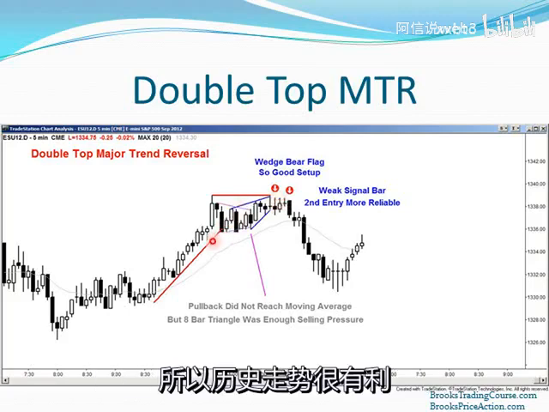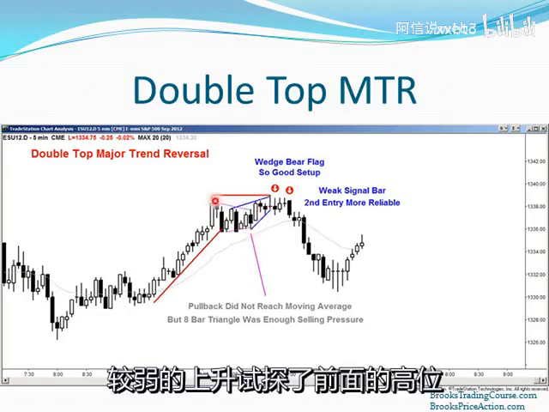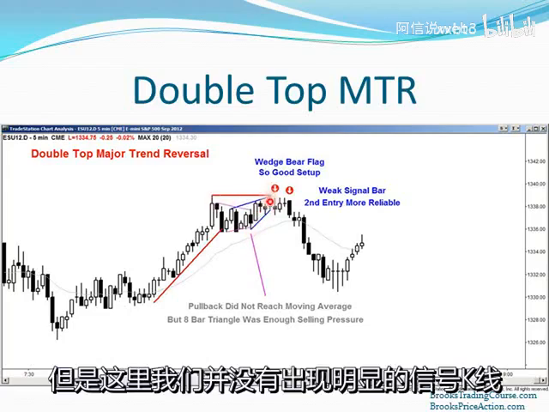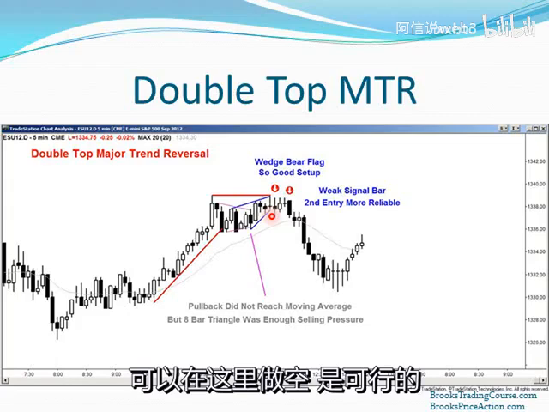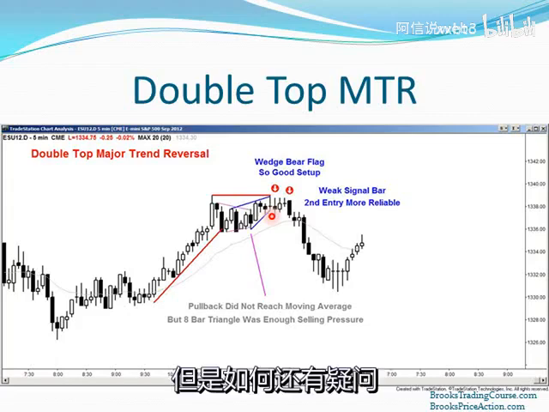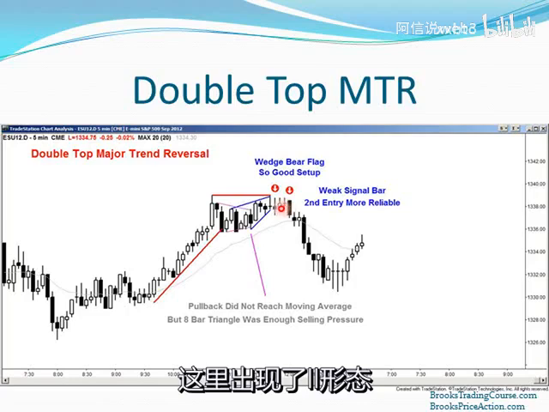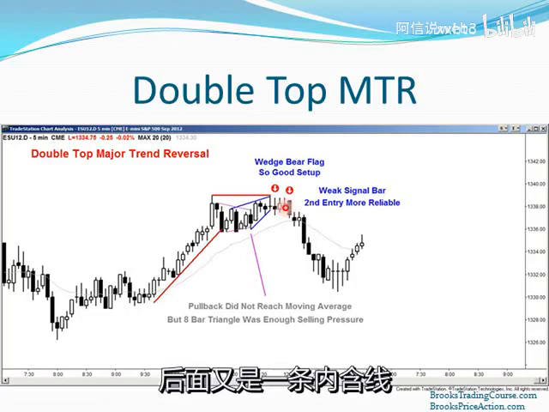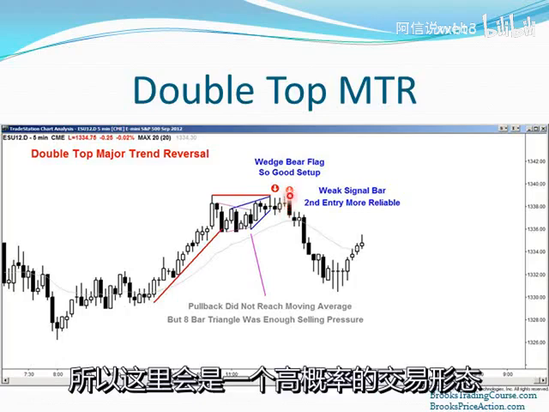So we have good context: a trend line break, moving average test, a weak rally testing the prior high. However, we do not have a strong signal bar. We have a doji signal bar. You can take that short. It's a reasonable short. When in doubt, it's usually better to wait for a second entry. And here we have an II pattern, an inside bar and then a second inside bar, and that would be a second attempt to reverse the market down. So that would be a higher probability setup.